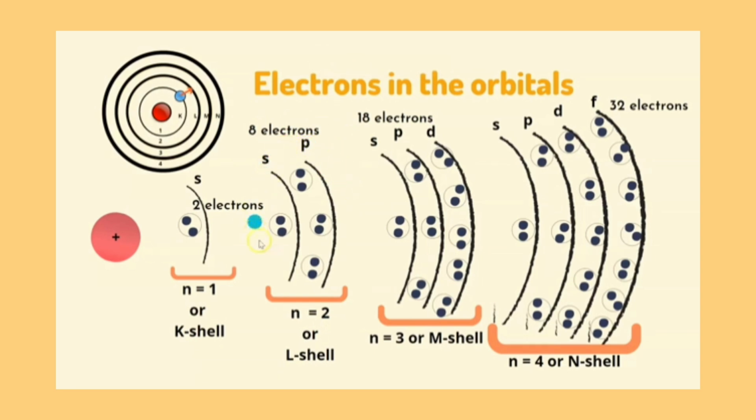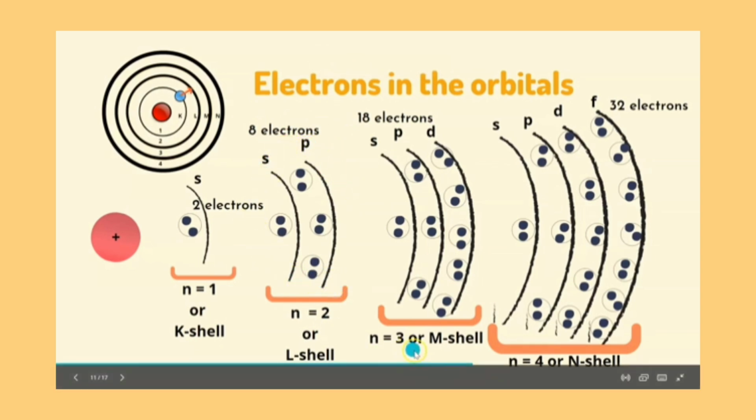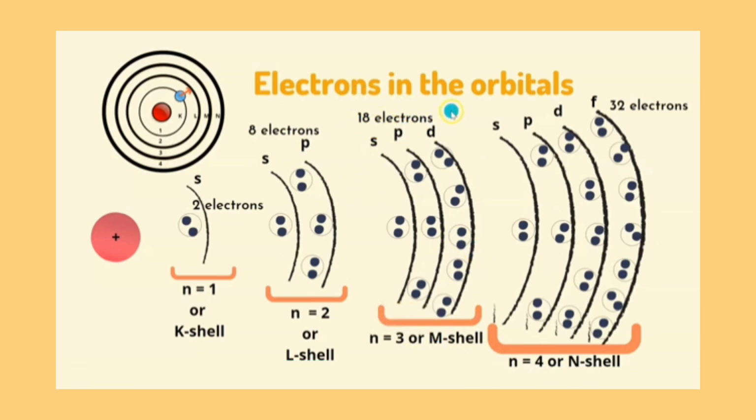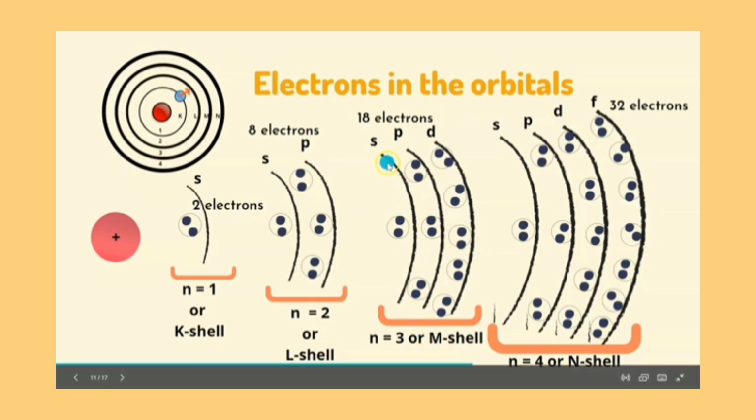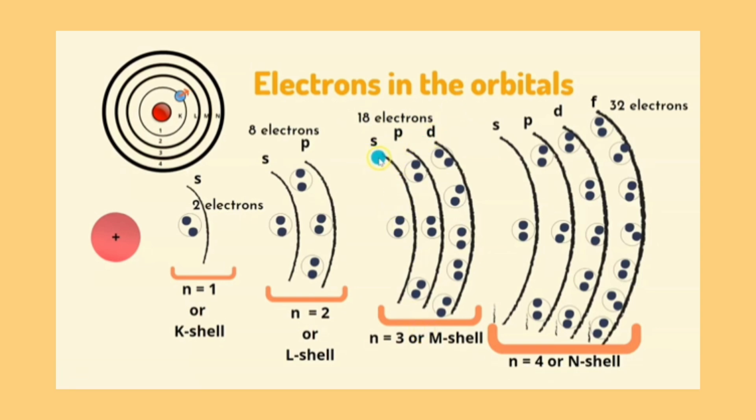In this way, the next shell is the M shell. In the M shell the energy level is 3, and you have the subshells S, P and D. S contains one orbital with two electrons. In the same way, P contains three orbitals with two electrons in each. D contains again 5 orbitals, 1 2 3 4 5, with two electrons in each. That means if you count all the electrons of the M shell, altogether it will be 18 electrons.